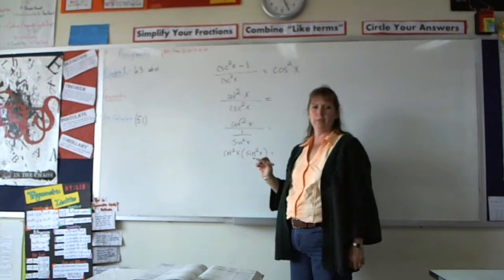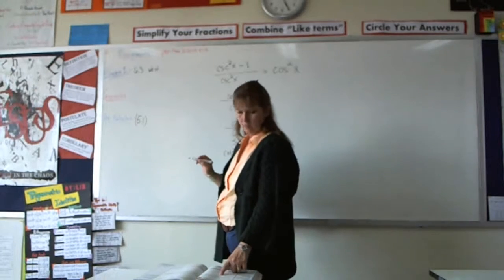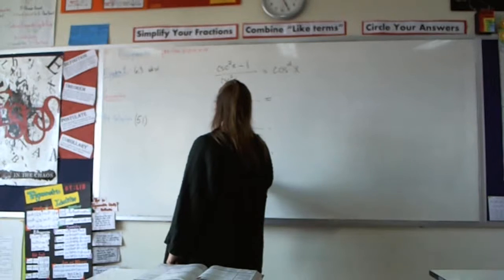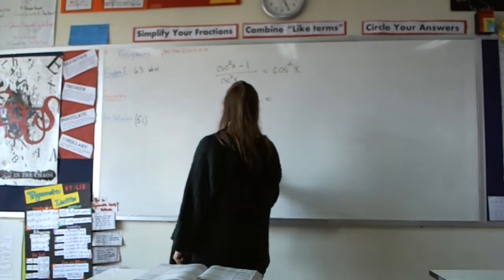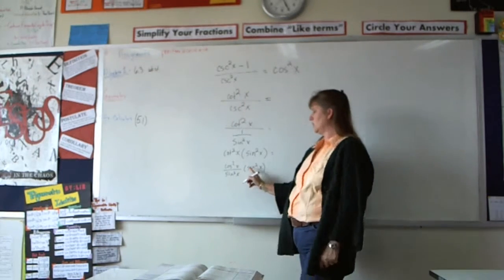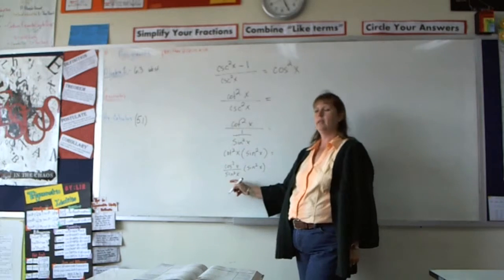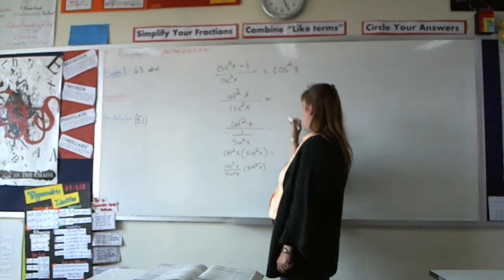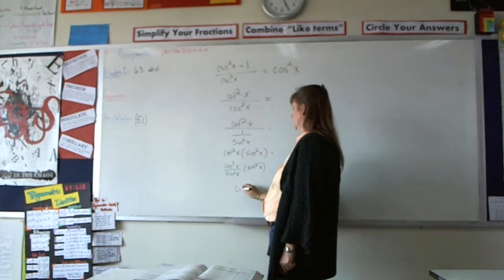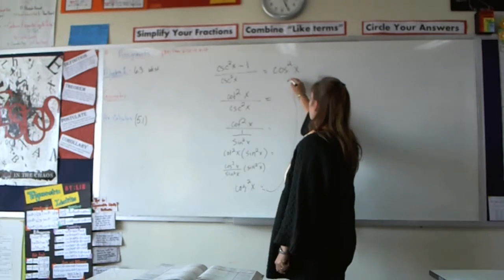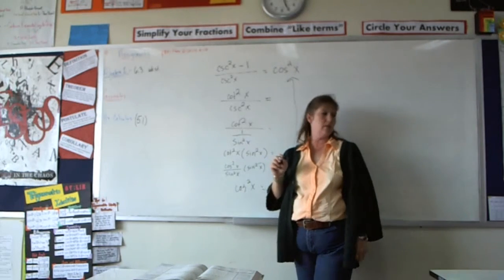Okay, now what can we do? Cotangent squared x. Now we can make this into squares, right? So this is cosine squared x over sine squared x times sine squared x. You'll see that these two are going to cancel each other. What do we have left? Cosine squared x. Does it match what we left behind? Easy?